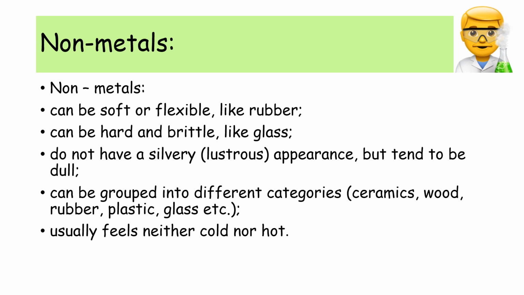The second list is non-metals. Non-metals can be soft or flexible like rubber. It can be hard and brittle like glass. They do not have a silvery, lustrous appearance, but tend to be dull. They can be grouped into different categories: ceramics, wood, rubber, plastic, glass, etc. And they usually feel neither cold nor hot.